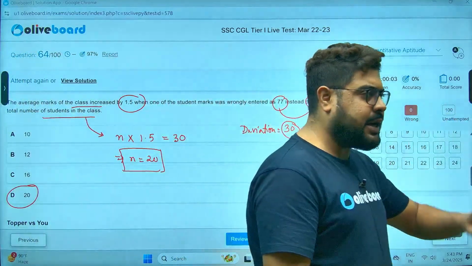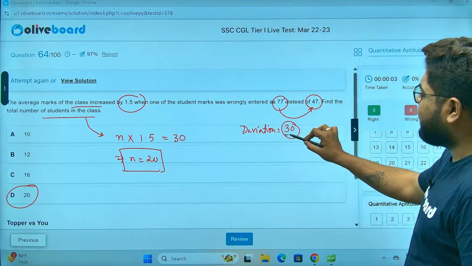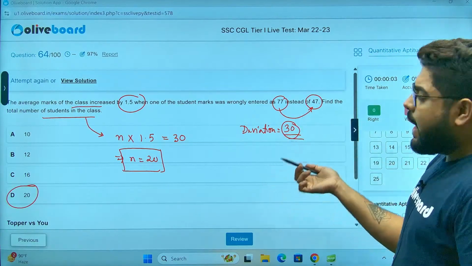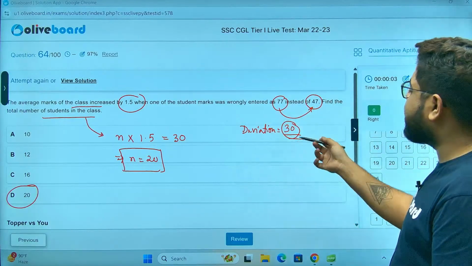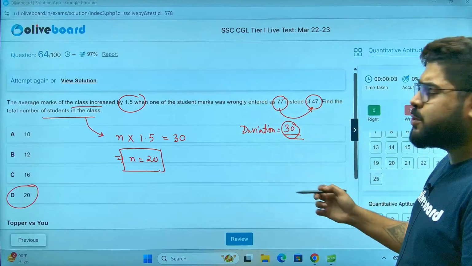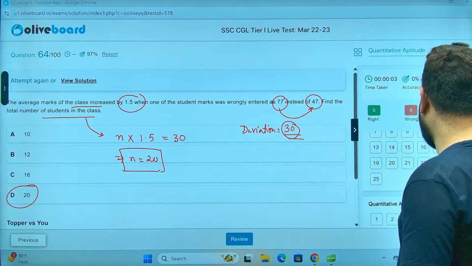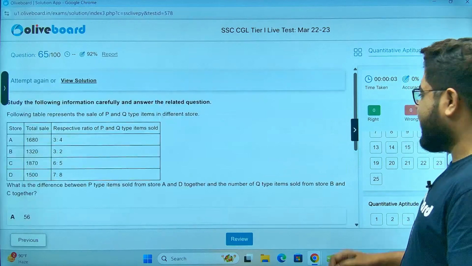Again, you do not need to understand anything. You see, 30 change in value, so 1.5 change for everyone. For how many people will it be a 30 change? 30 by 1.5. That way also. Very conceptual. You do not actually need to remember anything, sir. Next one.